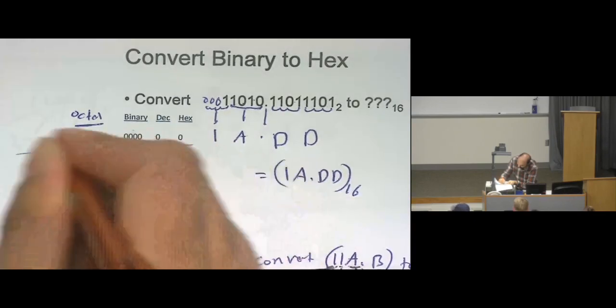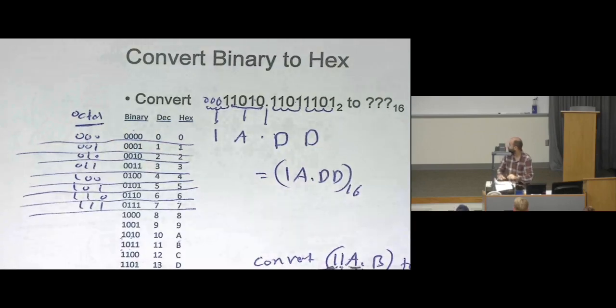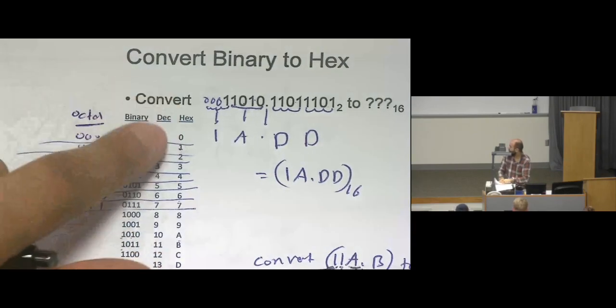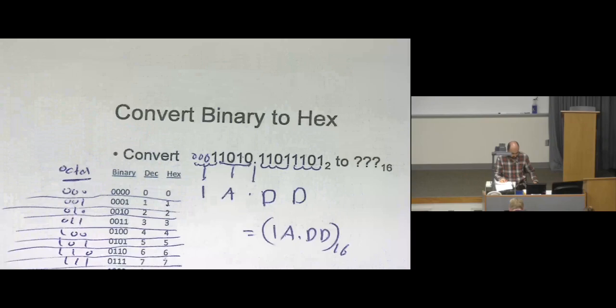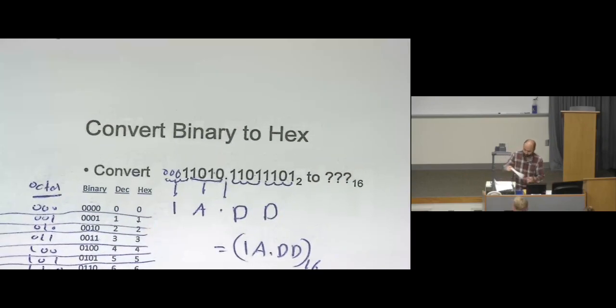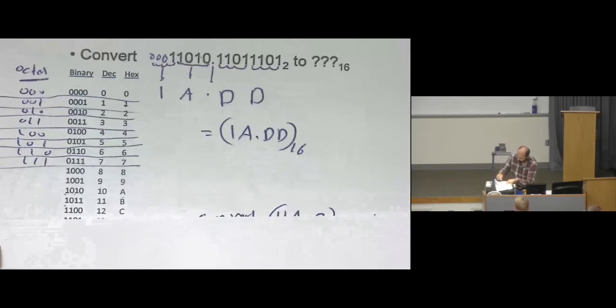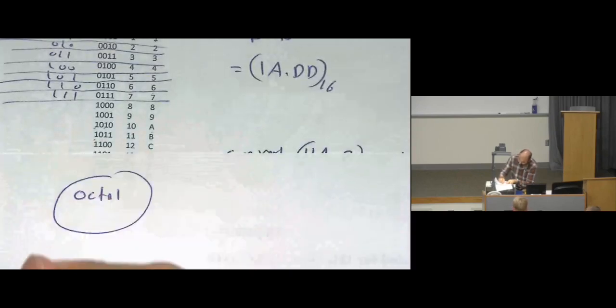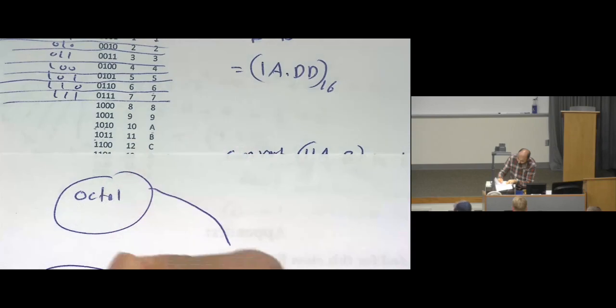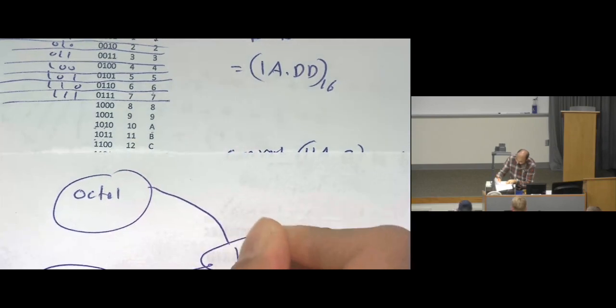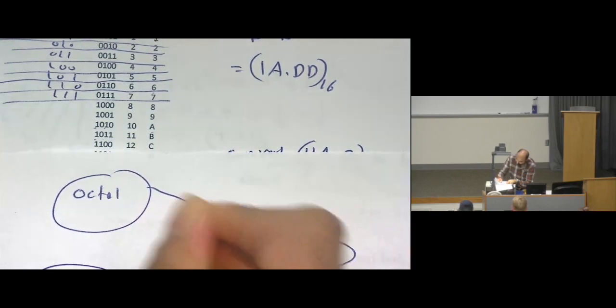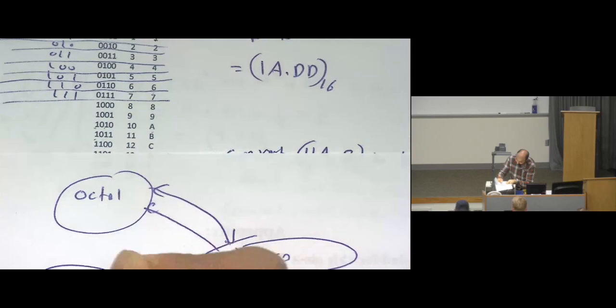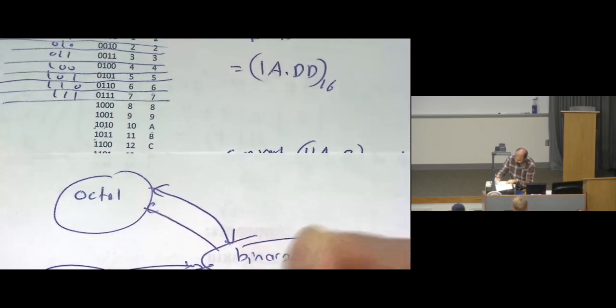So how to make the conversion from octal to decimal? Basically, we can follow this. Here I have octal. Here I have hexadecimal. Then basically convert this to binary or vice versa, then to decimal.